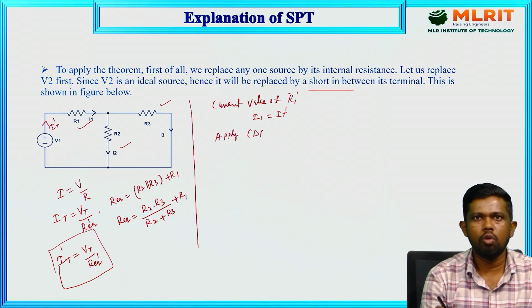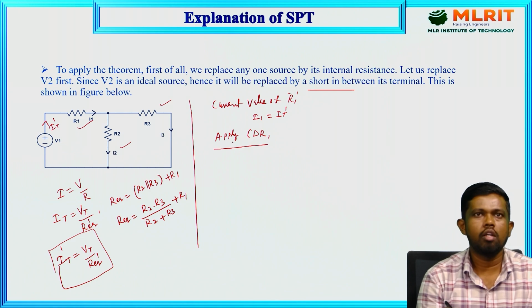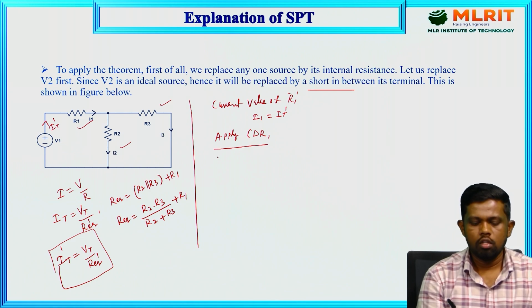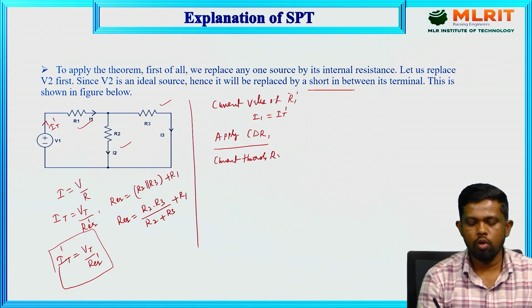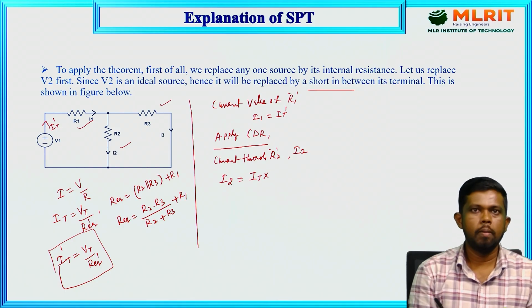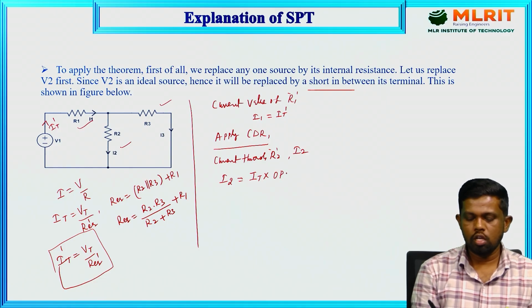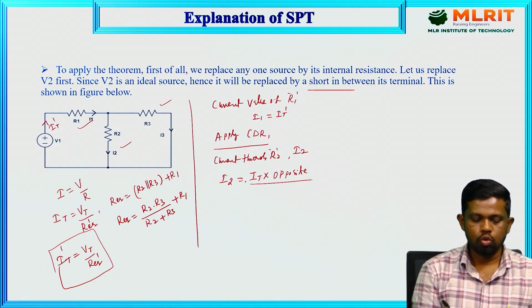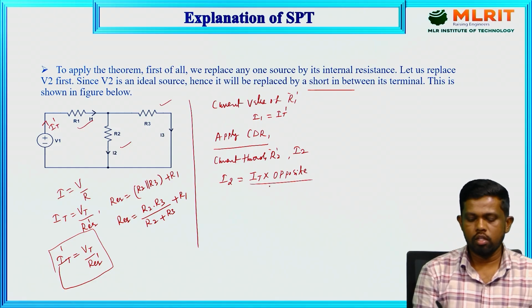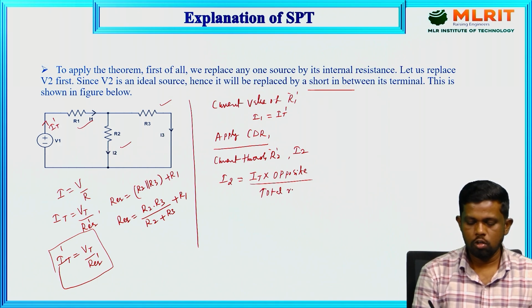According to the current division rule, the current through the R2 element, that is I2, equals the total current of the circuit into the opposite resistance, divided by the total resistance. We have already done this in earlier sessions, so based on that we can apply the current division rule here to get the response of this element.